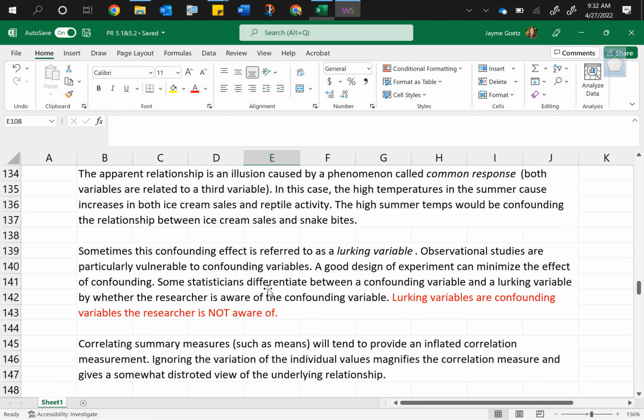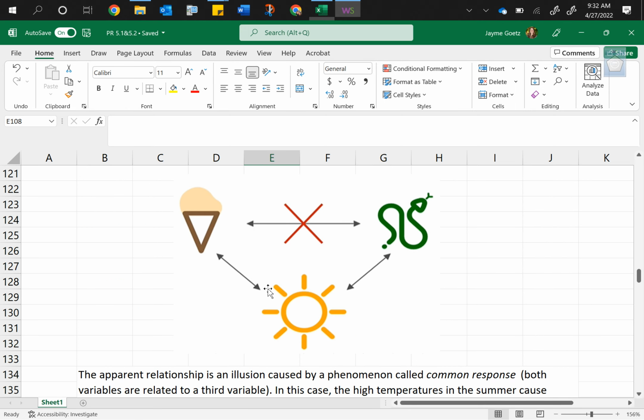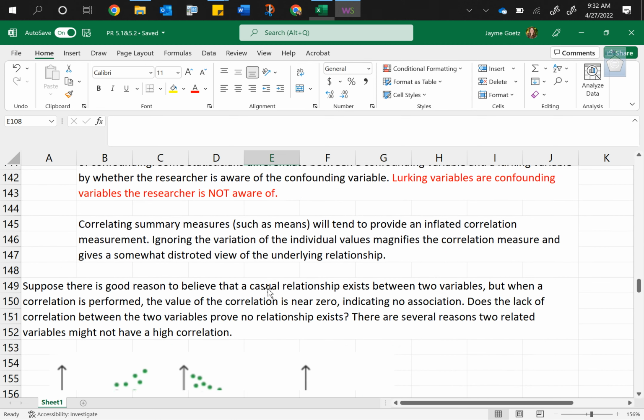So here, with our example of the snake in the ice cream cone, the high temperature is a confounding variable because we're aware of it. We know, okay? But a lurking variable is a confounding variable that we are not yet aware of. Like we're saying, okay, these two are really related, so maybe there's some causation there, but instead there's actually a confounding variable that we don't know about yet. That is what a lurking variable is.